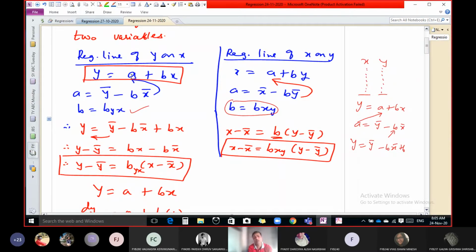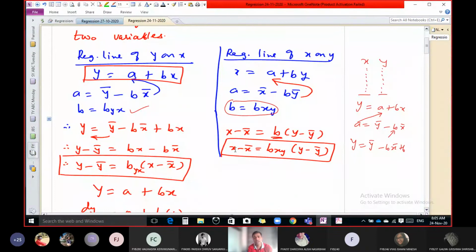Now, instead of putting a, if we use this formula, then we get another form of the regression line of y on x having only one constant. Which constant? b only. Similarly, you can find the regression line of x on y by putting the value of a equal to x bar minus b y bar here. So we get another form of the regression line of x on y.